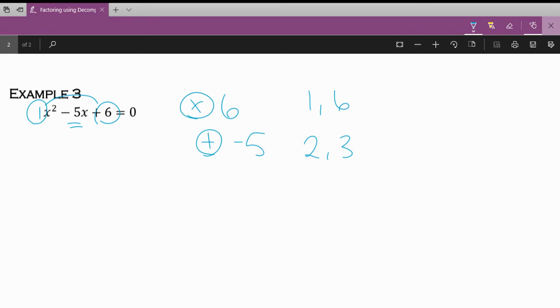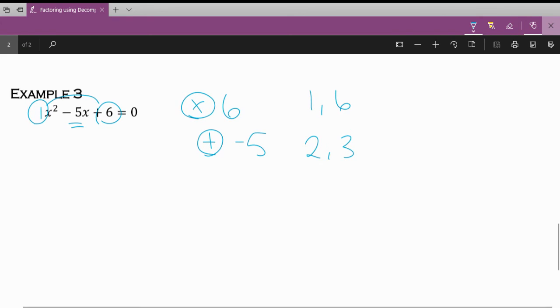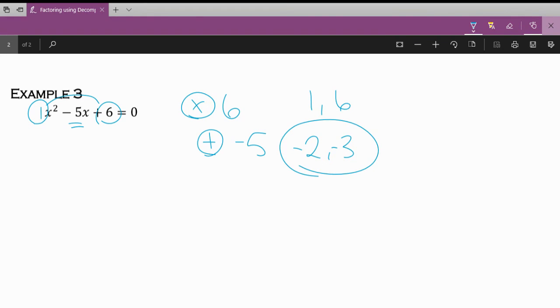So things like this can be tricky. Now, if it has to multiply to a positive number, we know that both of our terms are going to have to be negative. So negative 1 and negative 6 don't add up to negative 5. They add up to negative 7. So our numbers are going to be negative 2 and negative 3. So that is one of those questions where you have to double check your signs. So let's plug this in. So we have x squared, and instead of writing negative 5x, we're going to write that as negative 2x minus 3x plus 6 is equal to 0.